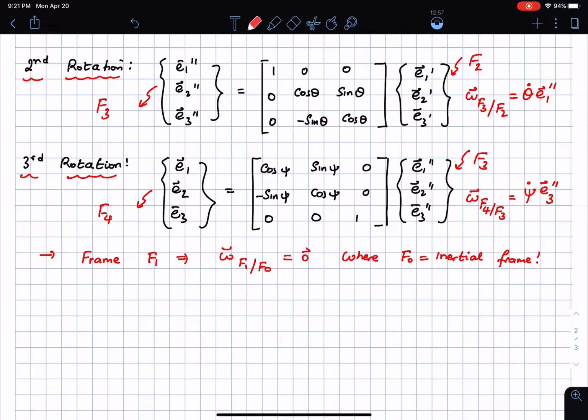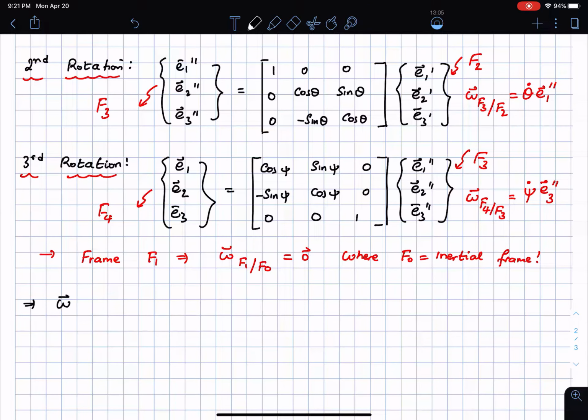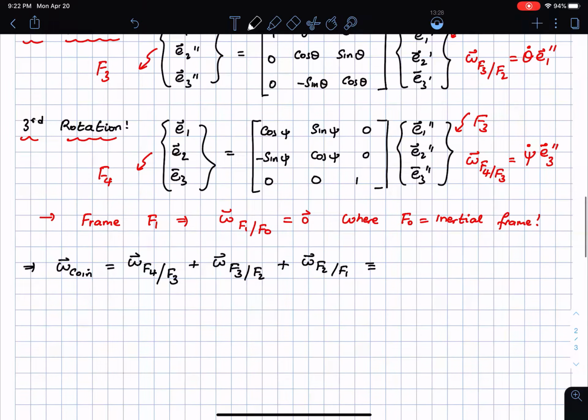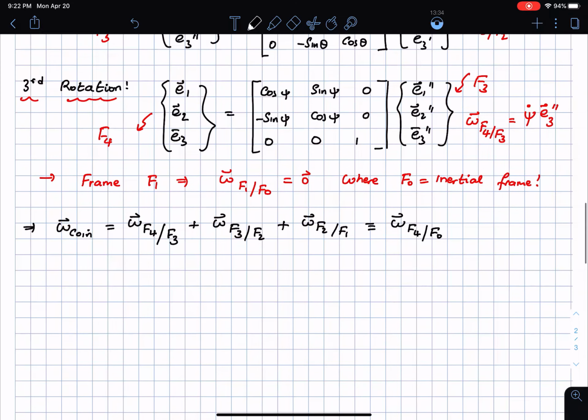Alright, and so using these we had decided that the angular velocity of the rigid body can be written in the following form. This implies that omega of the coin can be written as omega of F4 slash F3 plus omega of F3 slash F2 plus omega of F2 slash F1. Or you can essentially say that this is going to be omega of F4 slash F0. And so omega of the coin, we wrote this in the previous class.